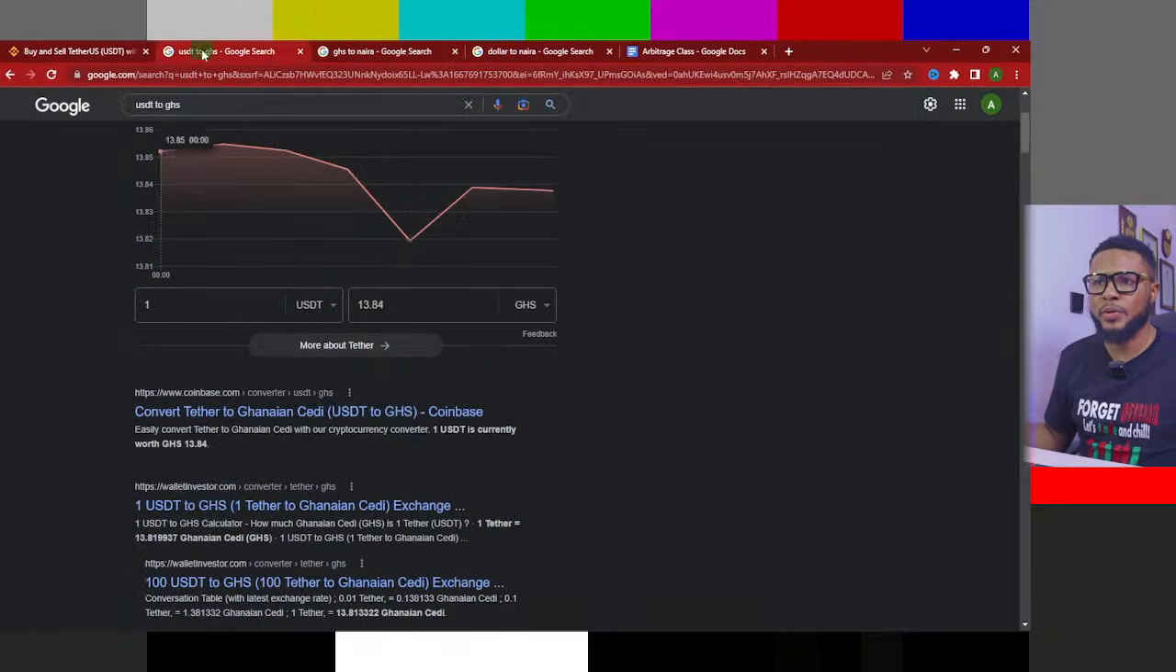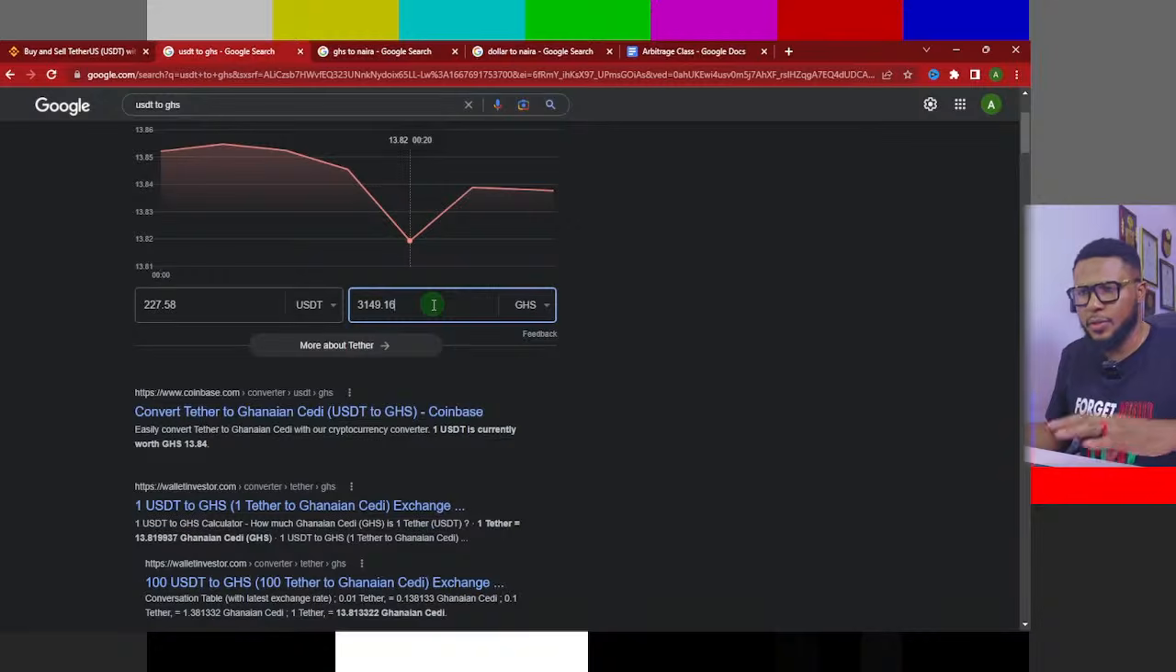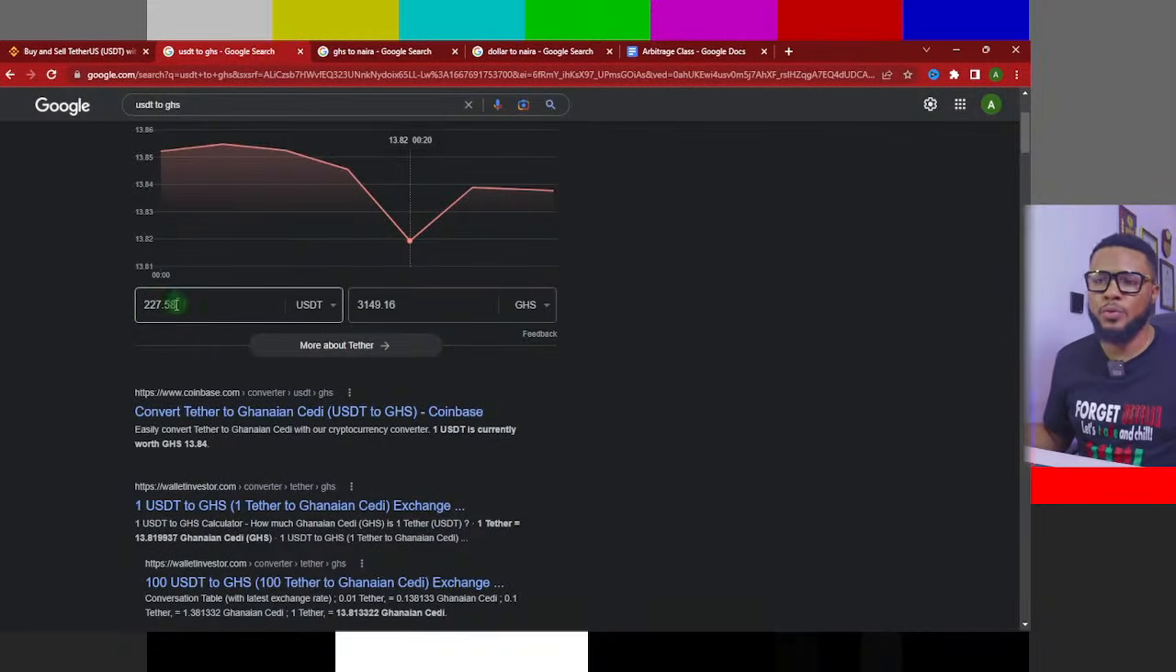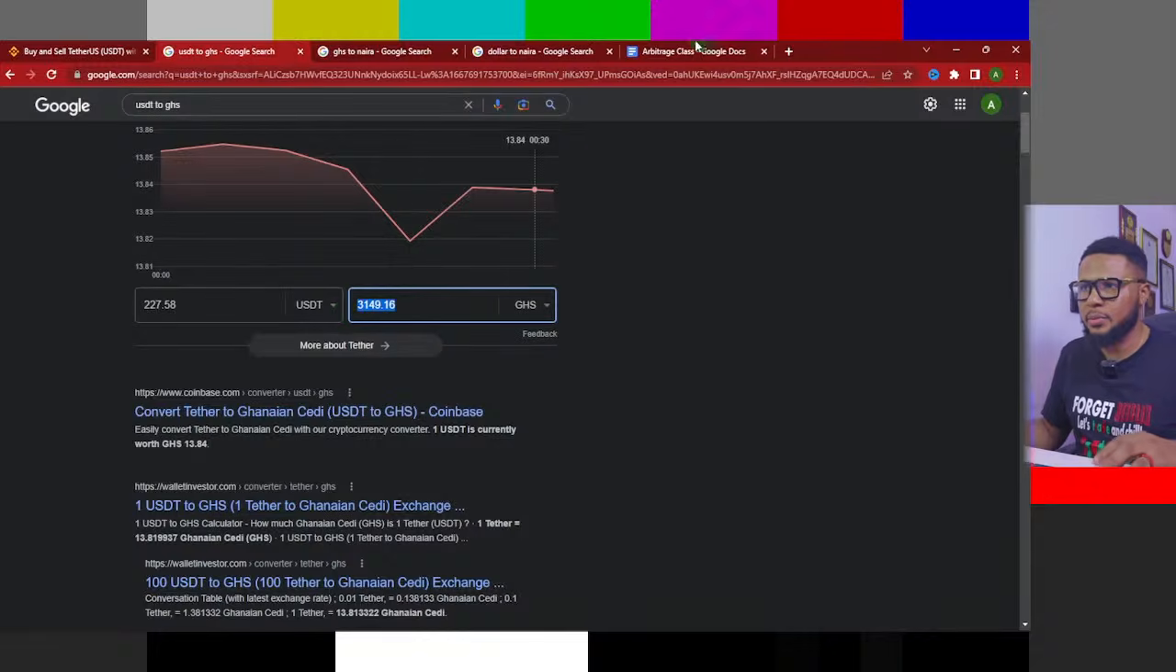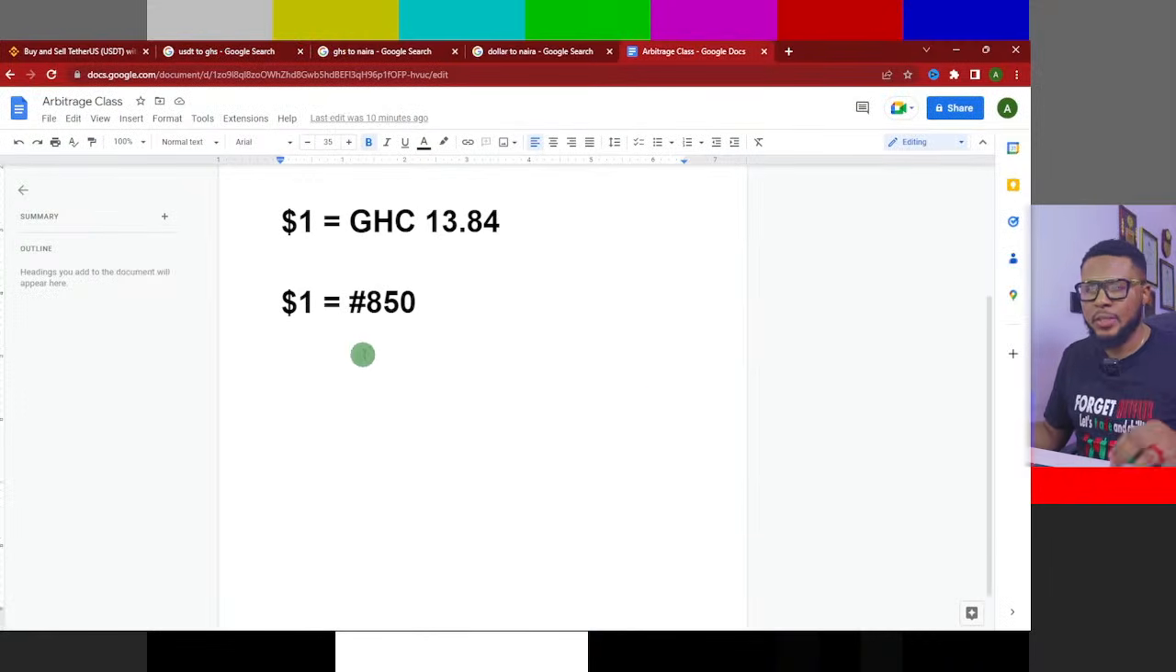3,149.16 Ghana cedis. So we're going to come here for the USDT and put that figure here. So we have 227.58 USDT. So we've converted that Ghana cedis, the 100,000 naira we sent to Ghana, and we've converted it to USDT, and it's giving us 227.58. Right, so let's keep the numbers down so that we will not miss it.